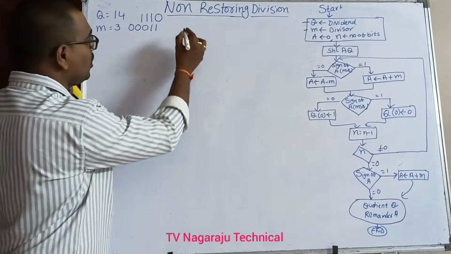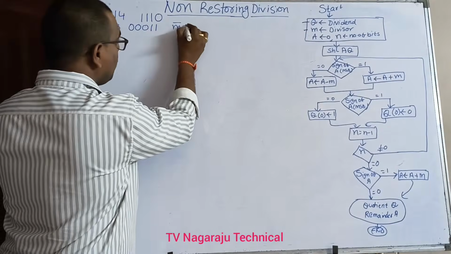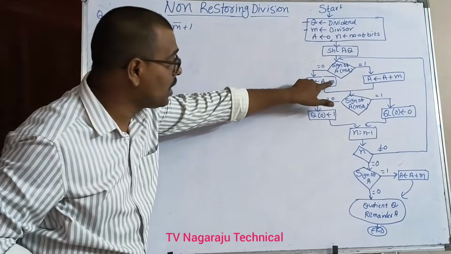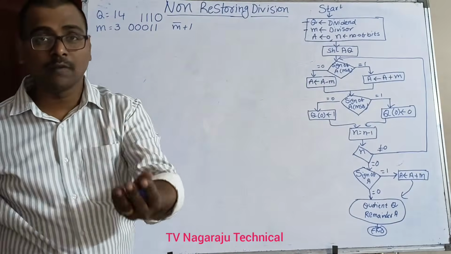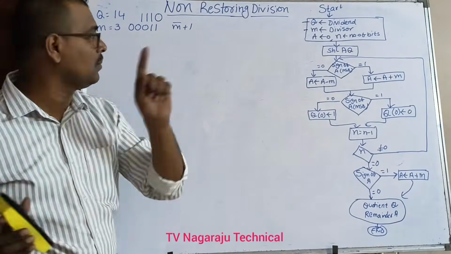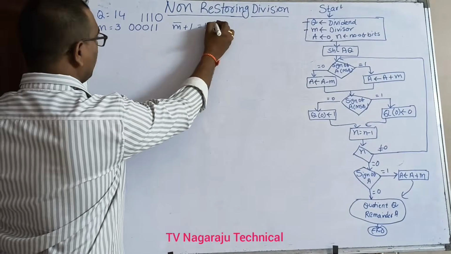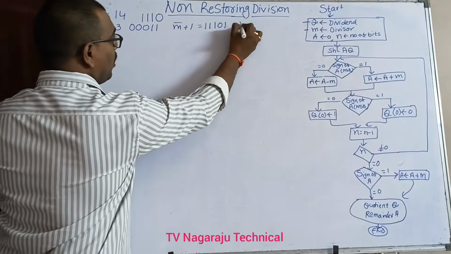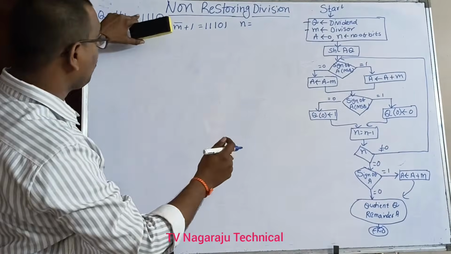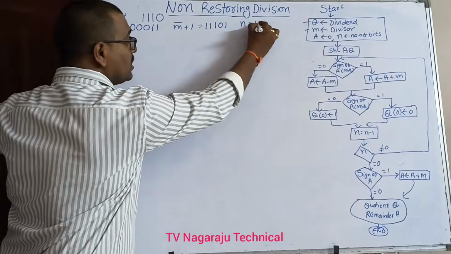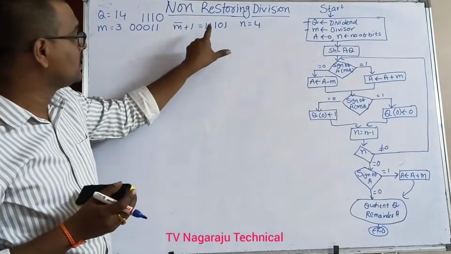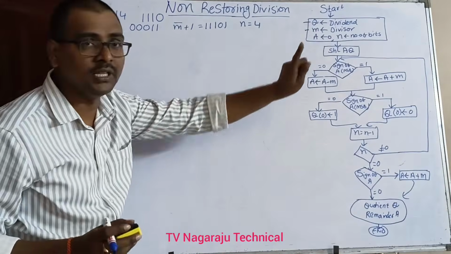This is the M value and M bar plus 1. Why? In this case we are doing subtraction. Instead of doing subtraction, I am adding the 2's complement. So the 2's complement of M is 11101. Now what is the N value? The number of bits of the dividend. So N is equal to 4. My initialization is completed.